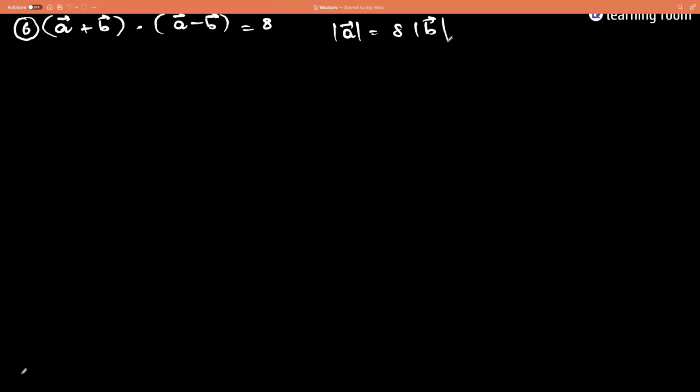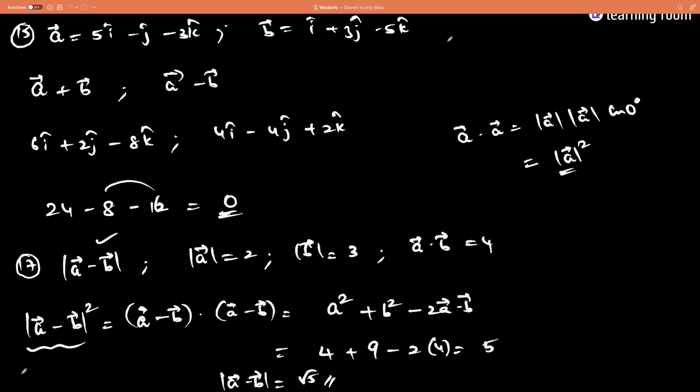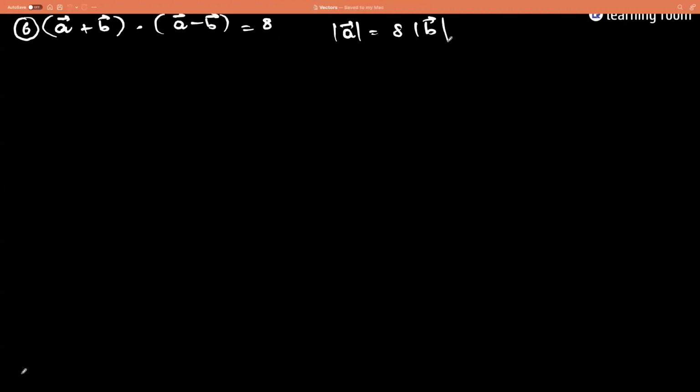In one of the example problems, we got the answer as root 5, the 17th one. So when they ask you the magnitude of A vector minus B vector by giving the other parameters, I told you that you need to consider the dot product of a vector with itself. Am I right? I want you to remember that because it is not specific only to this problem. That is the whole logic throughout wherever vectors are there in 3 dimensions.